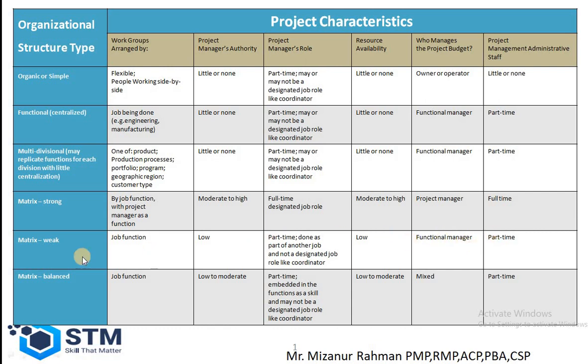If it is a balanced matrix organization, then the job is arranged by the job function. Here the project manager authority is low to moderate. The project manager role is part-time. It is also called a coordinator. The resource availability is low to moderate, and for the budget it is mixed: maybe the project manager and functional manager both work together for managing the budget of that project. And the project management administrative staff is also part-time.